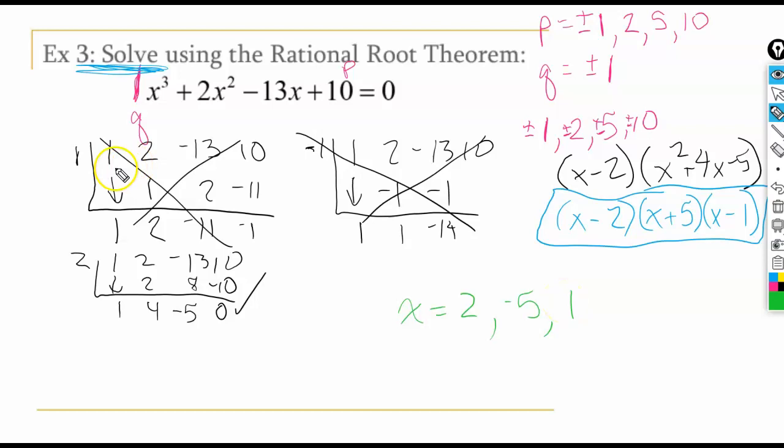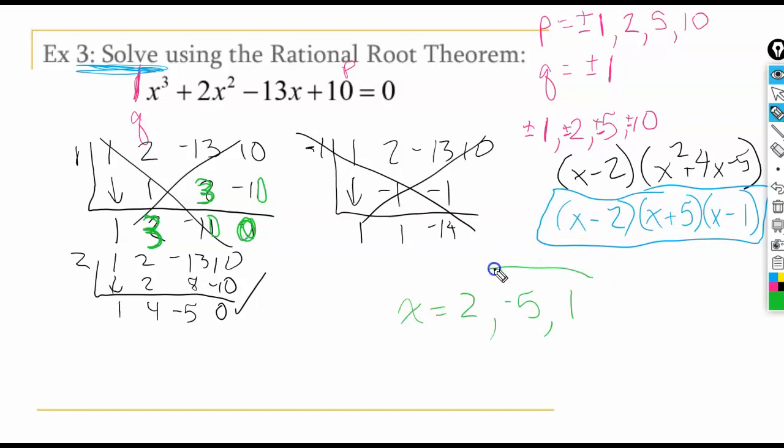So what did I do wrong over here? 1, 1, oh, this was 3. Okay, 3 times 1 is 3, and that would be negative 10. Oh, so that one did work. Wish I had caught that earlier.